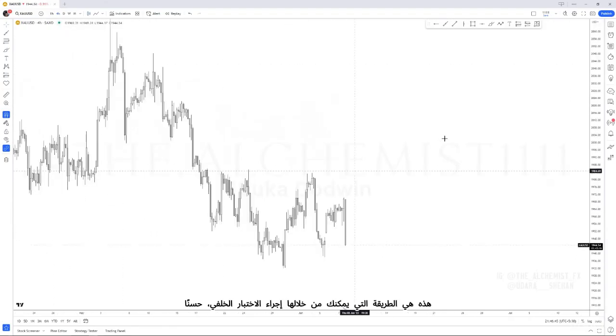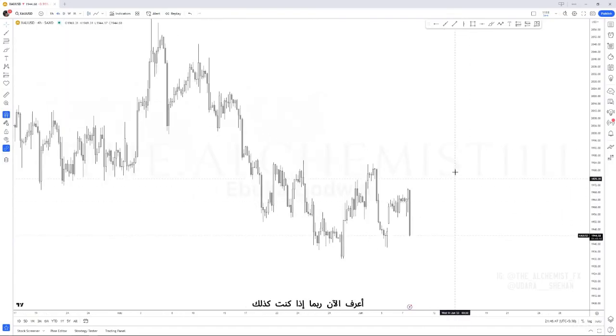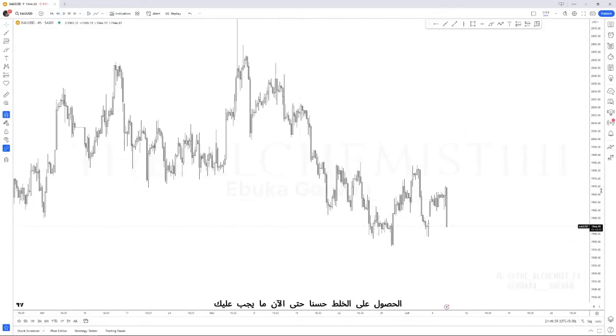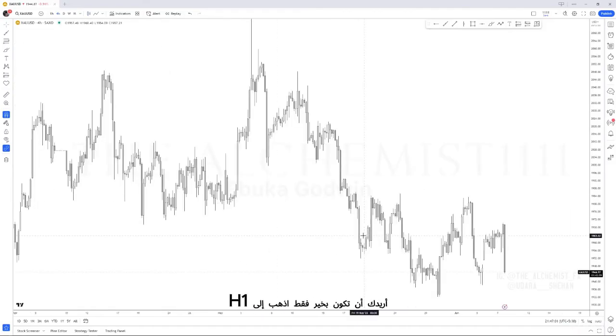This is how you could backtest. I know if you are starting, it might be a little tough for you to right away do all that stuff. That is why I'm going one topic at a time, so you do not get confused. So this is what you should do. This is what I want you to do.